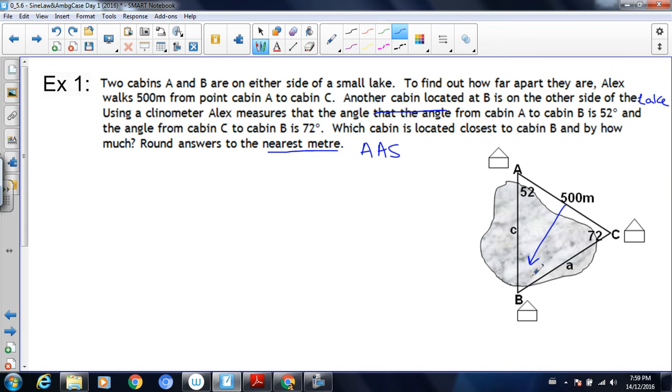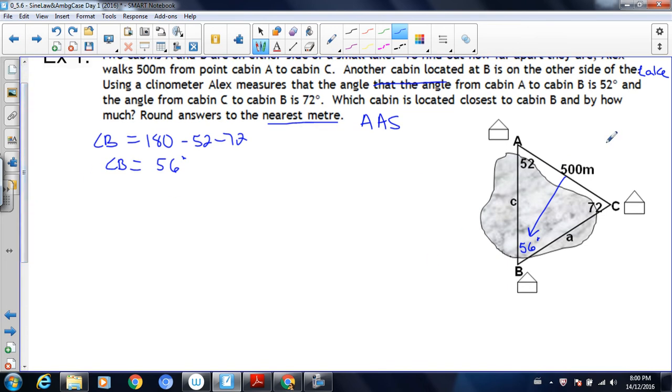So I can actually calculate this angle because a triangle is 180 degrees. So angle B is equal to 180 minus 52 minus 72, which is 56 degrees. That's angle B. So I know that angle B is 56 degrees. So therefore now I have a side angle pair, so now I can set up my ratio for the sine law to solve for the missing sides.